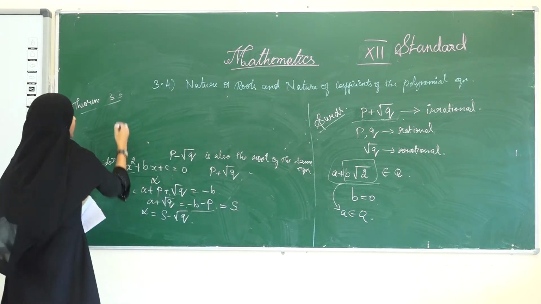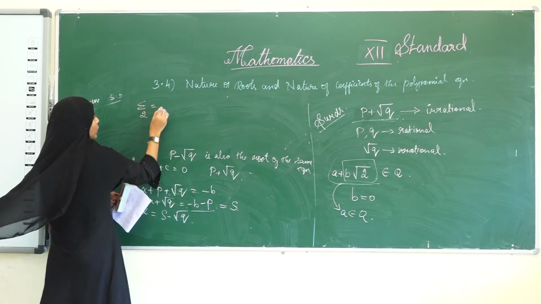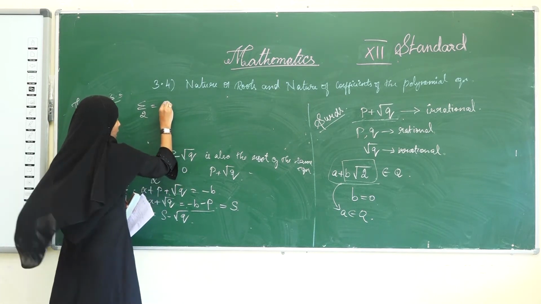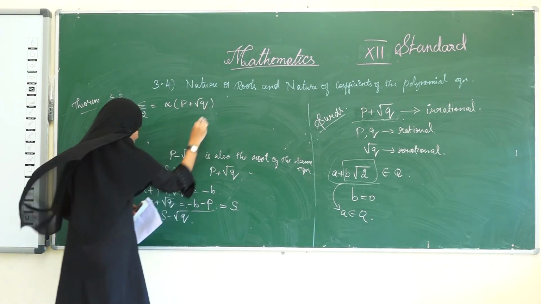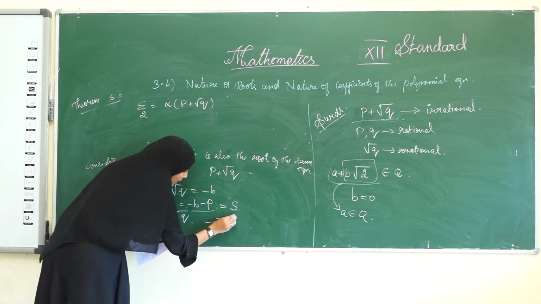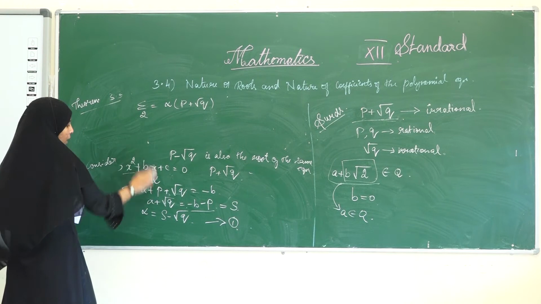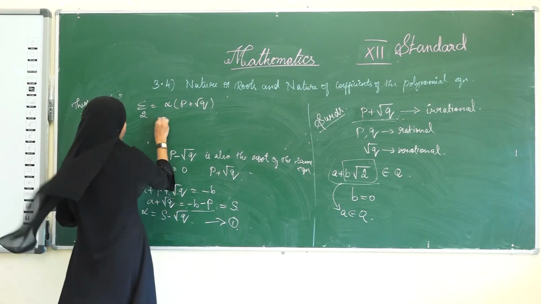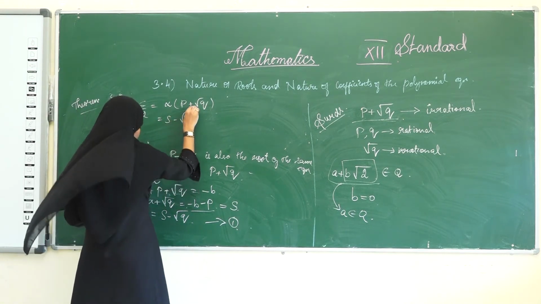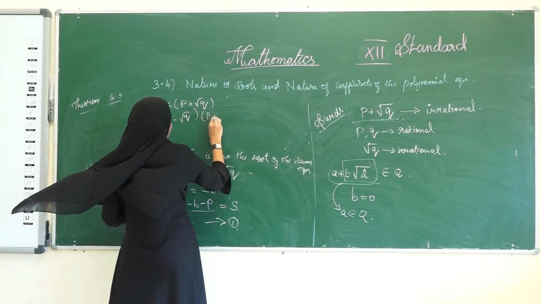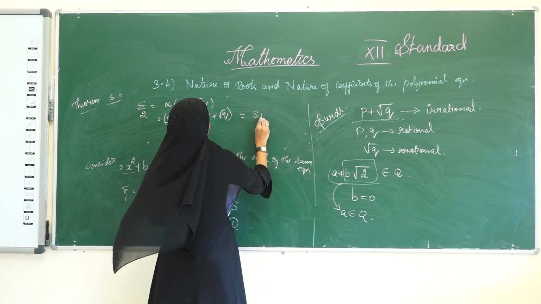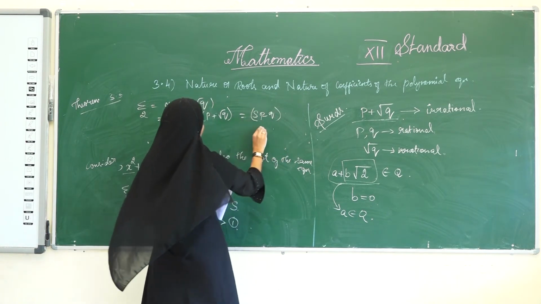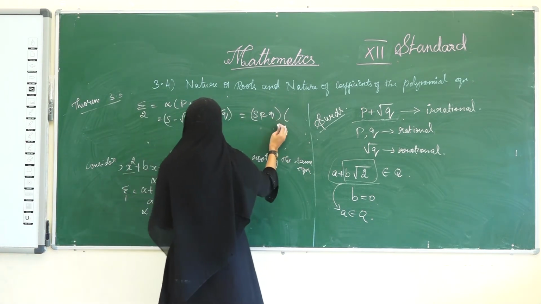Now I'm going to take summation 2, which is the product of the roots, alpha into p plus root q. See what the value of alpha is from this equation. Let us call this equation 1. From 1 we can take the value of alpha, that is s minus root q, into p plus root q. So on multiplying this, we take p minus q as one term, and then we take another term.